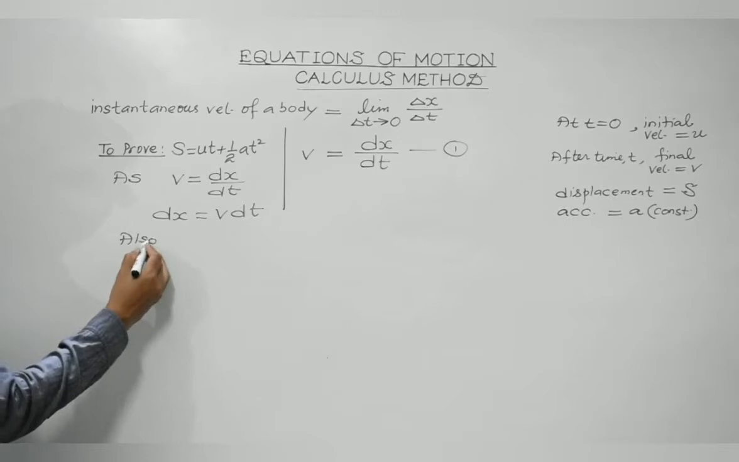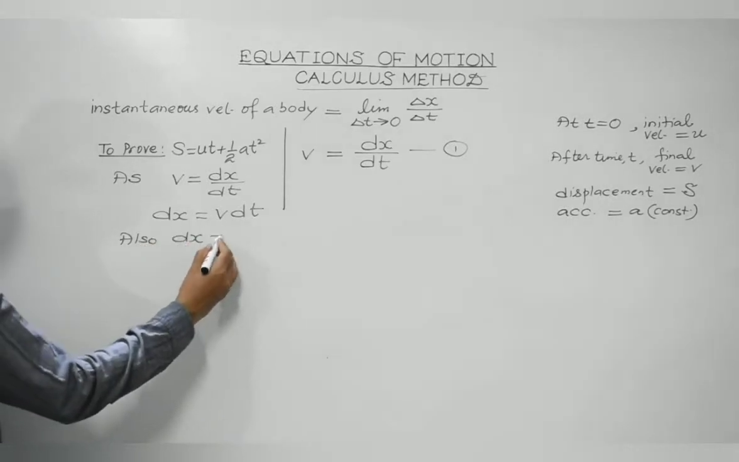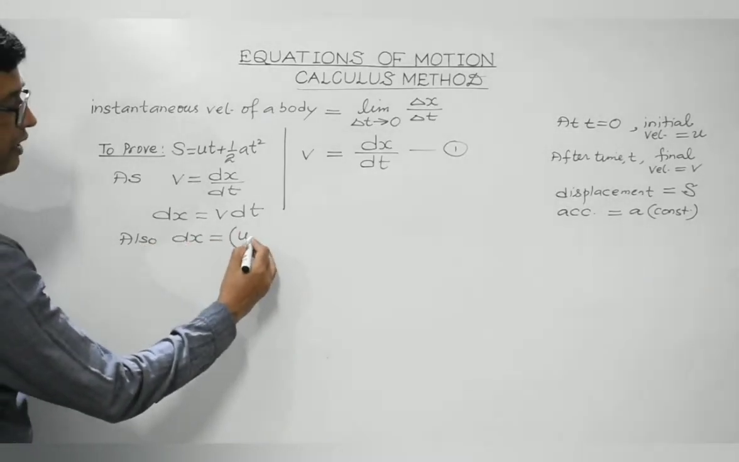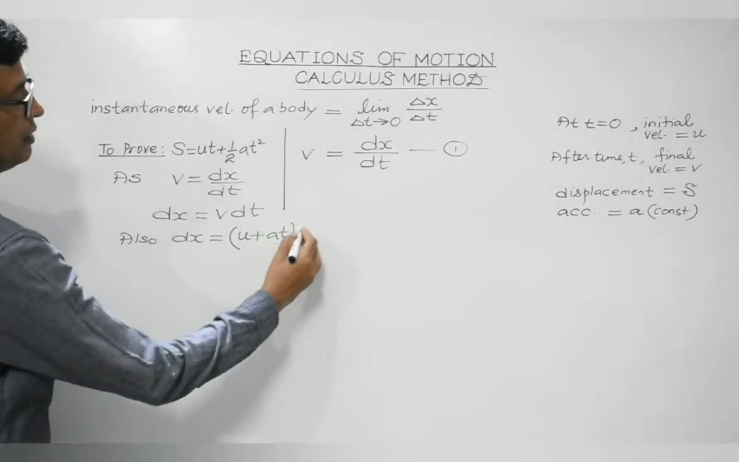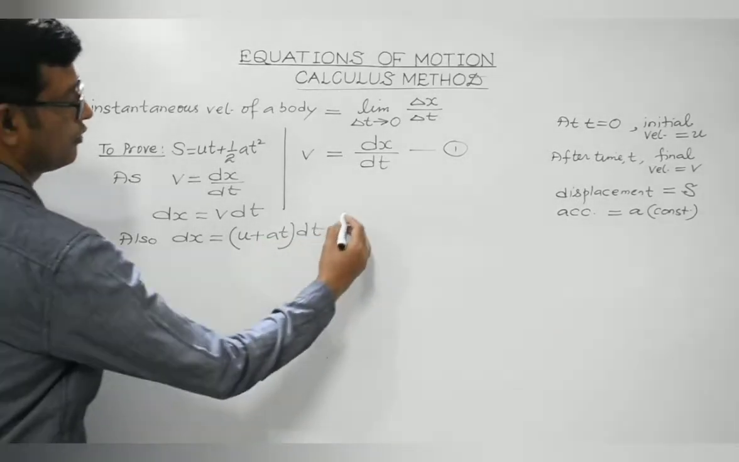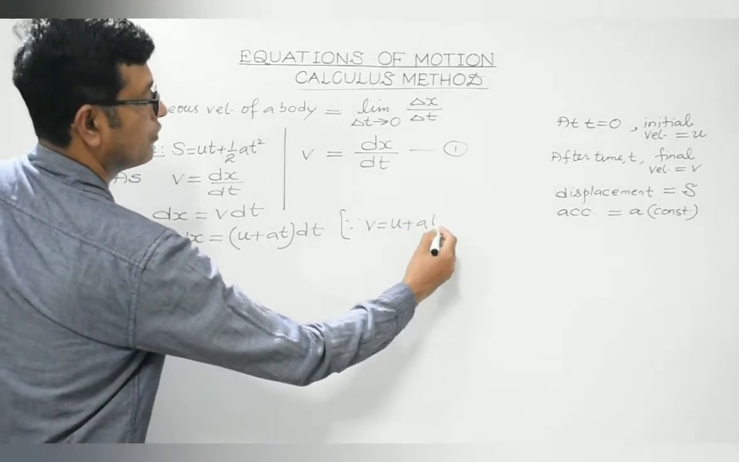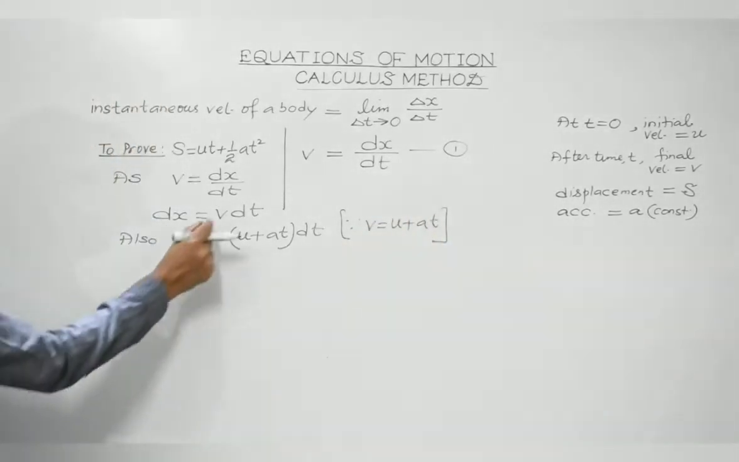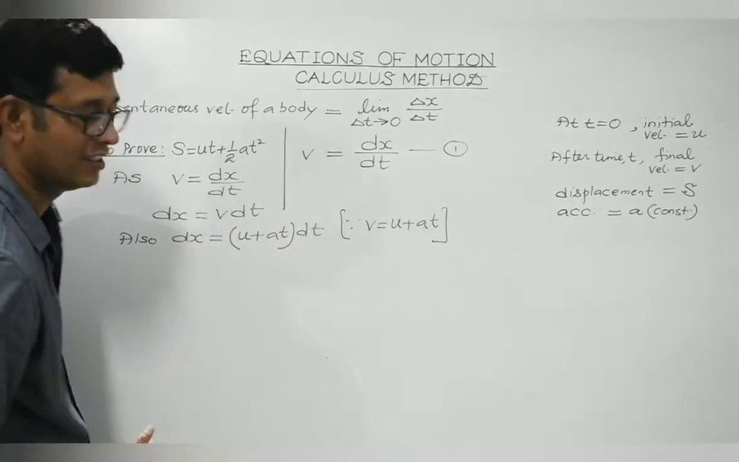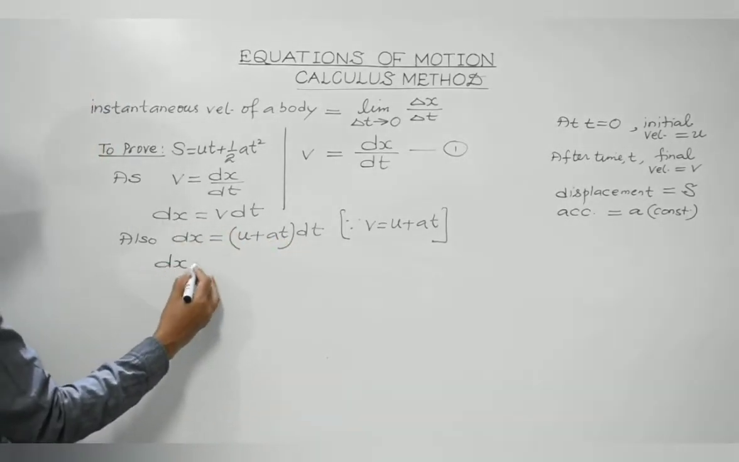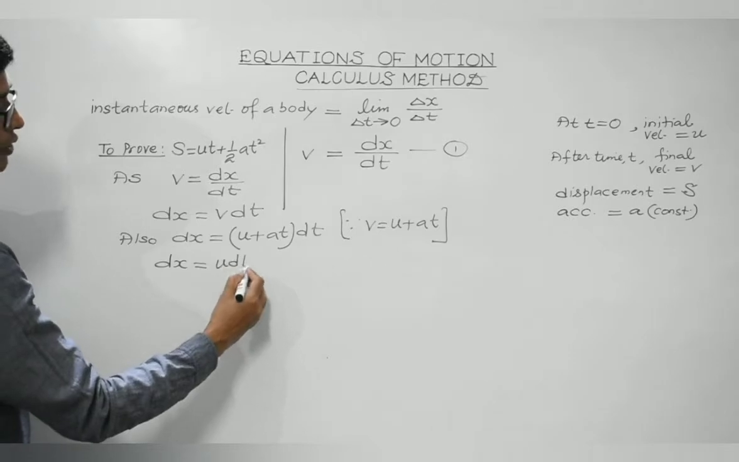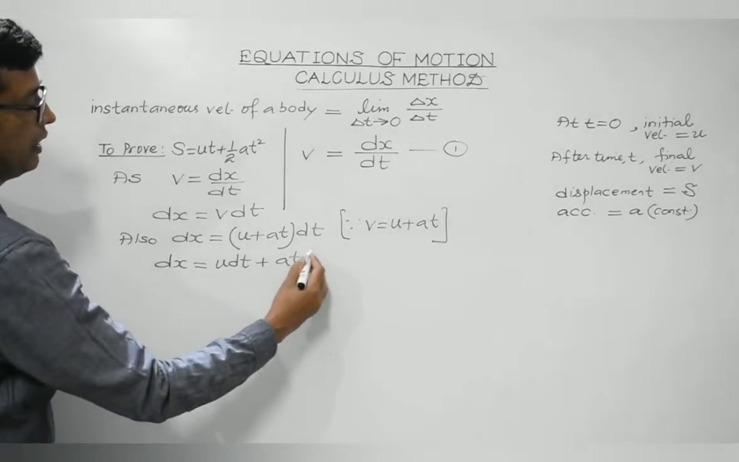Also, it may further be written in this particular manner. dx is equal to, in place of v, we can write u plus at, from first equation of motion, since v is equal to u plus at. From first equation of motion, right? I simply substitute the value of v as u plus at. Now let's keep on solving it. Opening the bracket, we get u dt plus at dt.